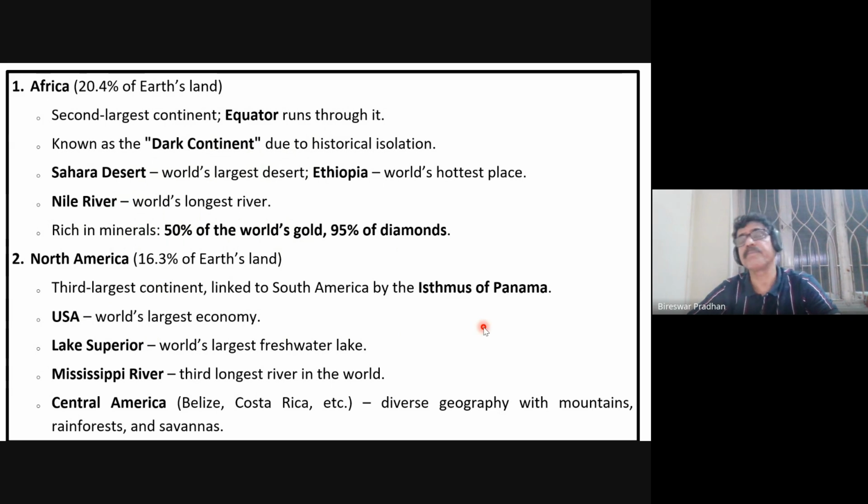Now, North America: 16.3% of the Earth's land, the third largest continent, linked to South America by the Isthmus of Panama. The USA has the world's largest economy, and Lake Superior is the world's largest freshwater lake. The Mississippi is the third longest river, and Central America includes countries like Belize and Costa Rica, with diverse geography of mountains, rainforests, and savannas. So these are the characteristics of North America and Africa.